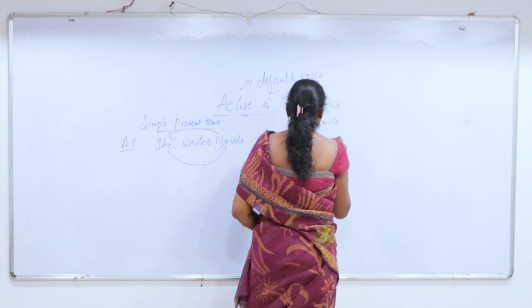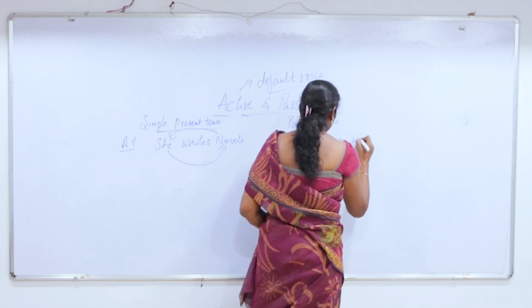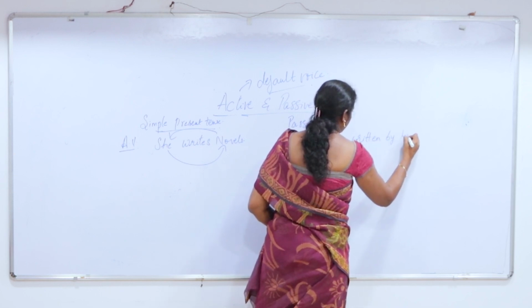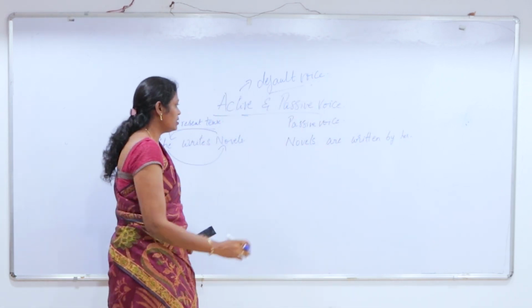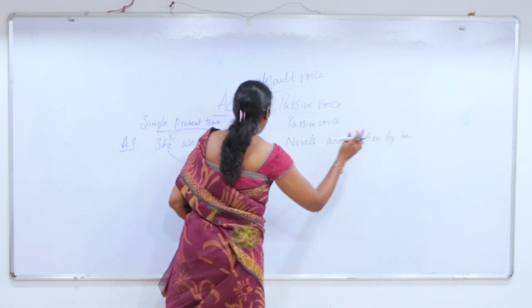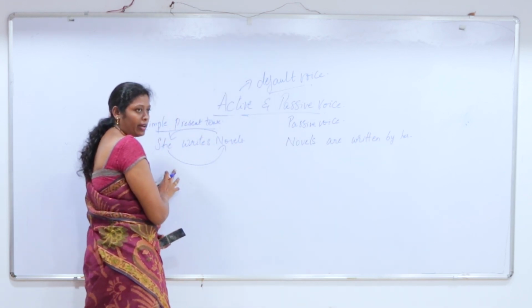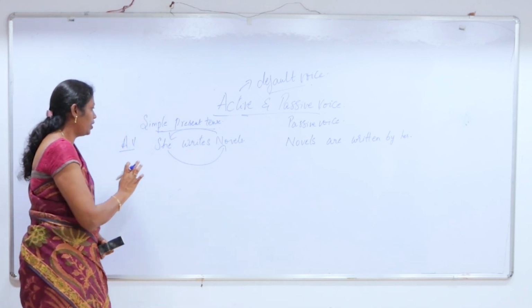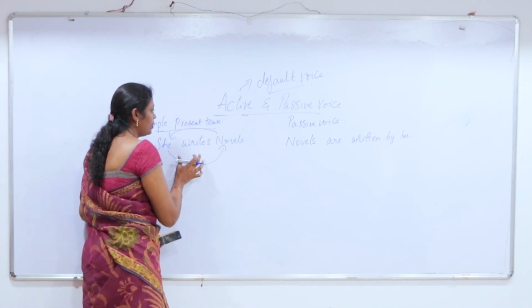Novels are written by her. Okay, now what is this? Novels are written by her. So the first thing we need to check is in which tense the sentence is given in active voice. Okay, now this is in simple present tense.